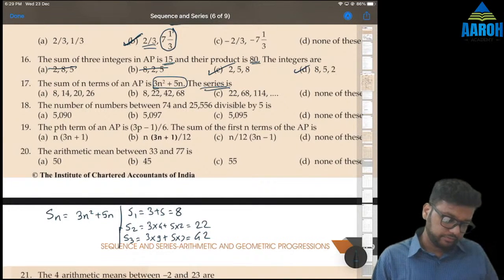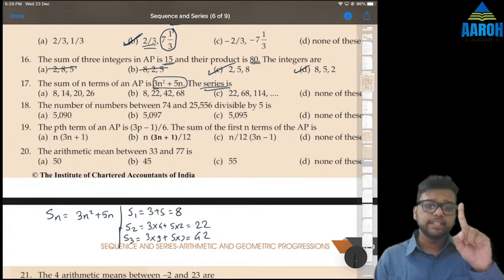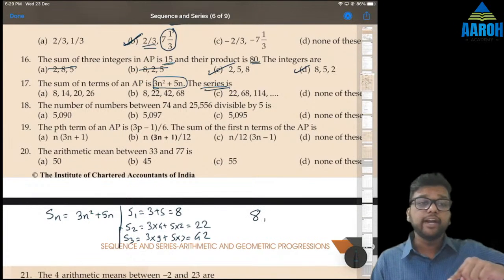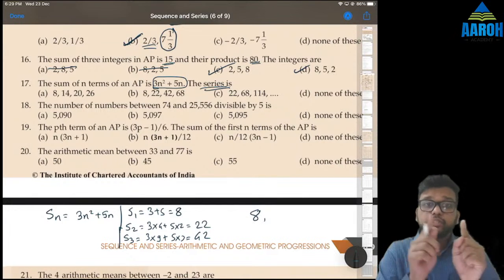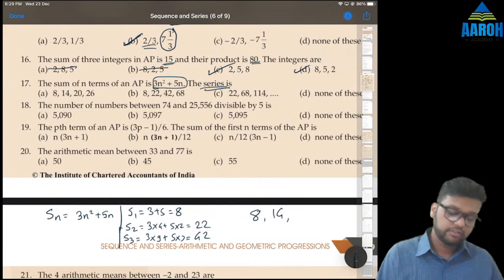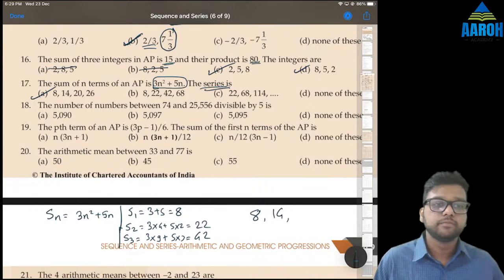So now, what we can do is, S1 is 8, that means the first term is 8. S2 is 22, that means the second term is what? 22 minus 8, because 22 is the sum of two terms, right? So 22 minus 8 is 14. 8, 14 is only in one option, which is option A.